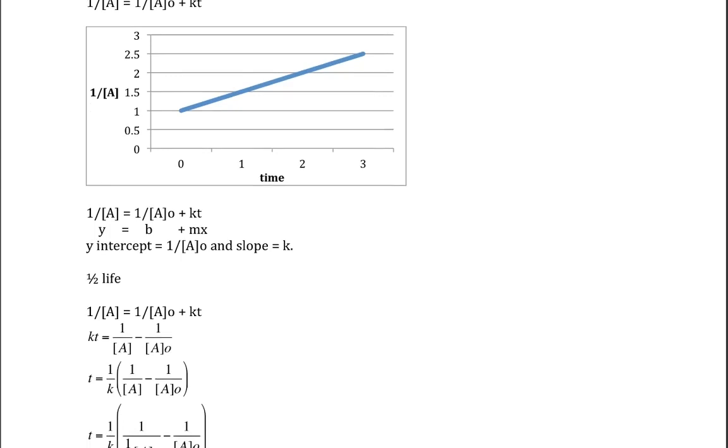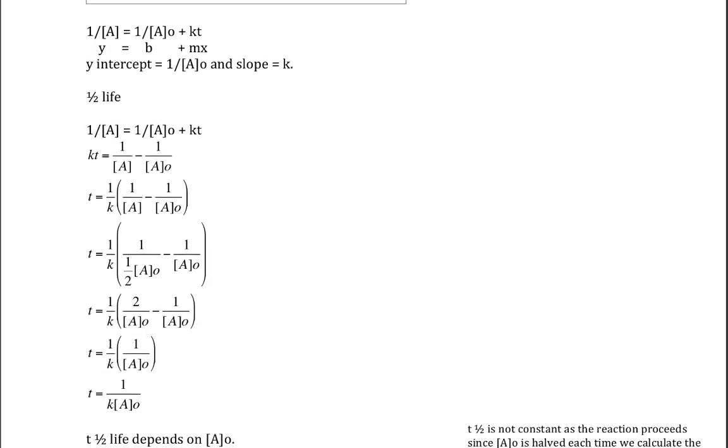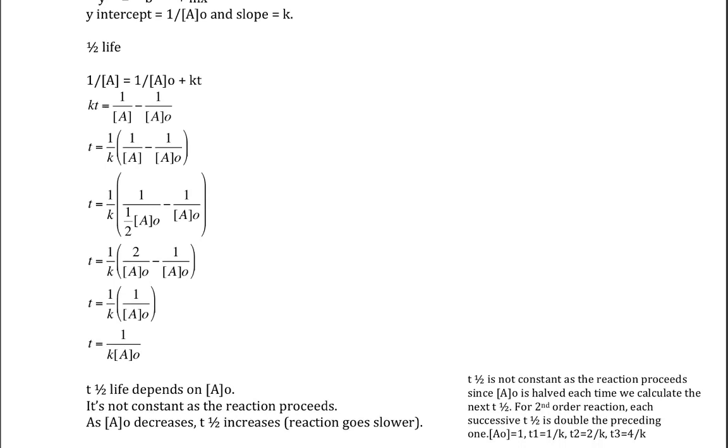Alrighty, so now the half-life equation. We take our integrated second order rate law, 1 over A equals 1 over A naught plus kt, and solve for time. Time equals 1 over k times (1 over A minus 1 over A naught). Then for A, we put in 1/2 A naught in order to solve for the t sub 1/2 equation.